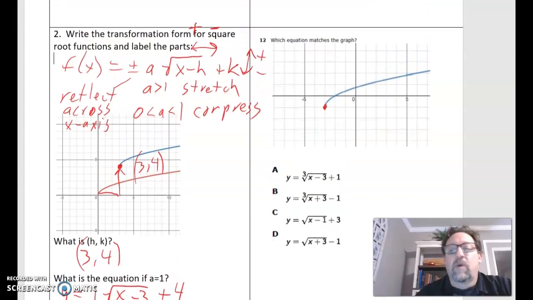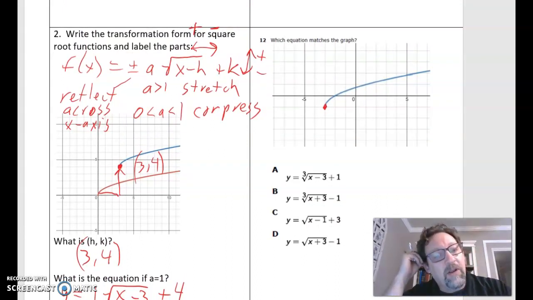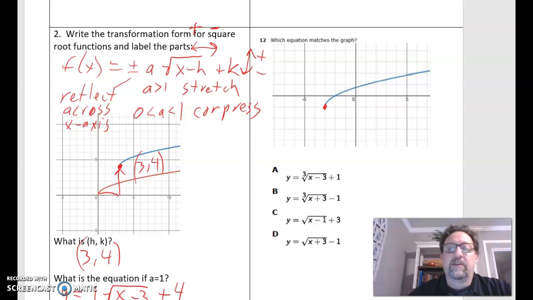So there's the next question. Just which one is the equation? So all you need to know is HK. Once you know HK, you should be able to plug it into the equation.